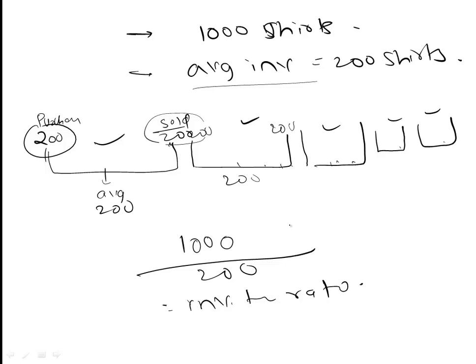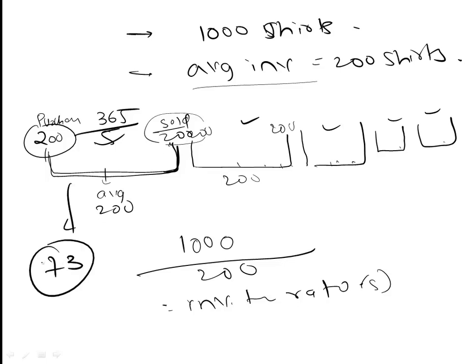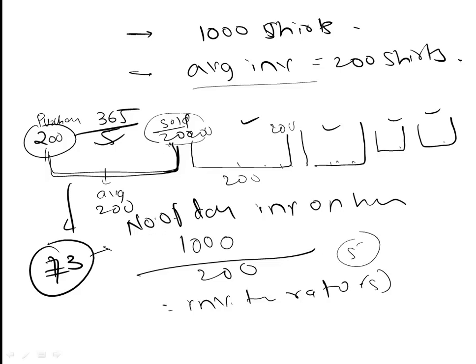What it means is that if this was repeated 5 times, on average, how much time did it take to repeat this cycle once? The time taken is 5 times in a year, so this is 1/5 of a year. That means 365 divided by 5, which is 73. This 73 is called the number of days inventory on hand, which we calculated as 365 divided by the inventory turnover ratio, which in our case was 5.